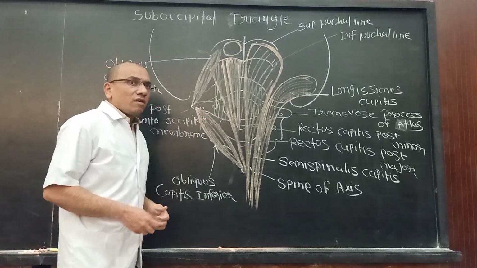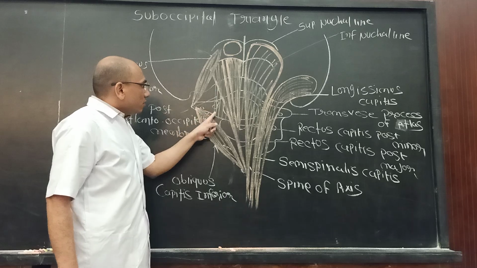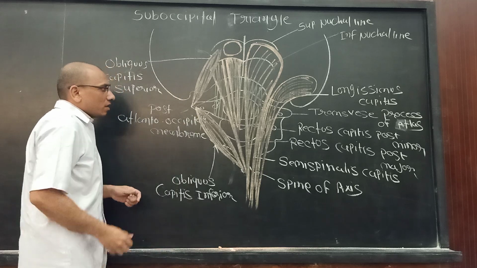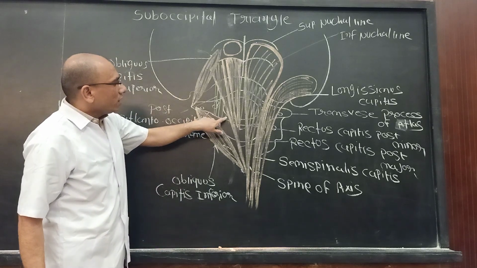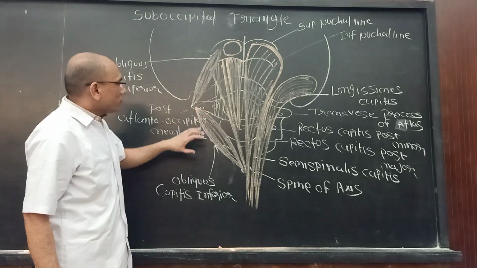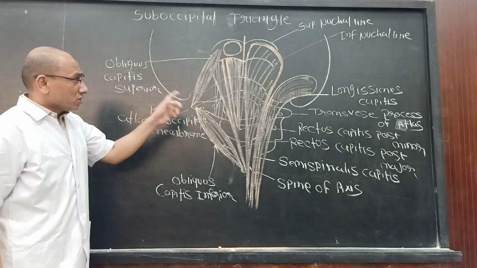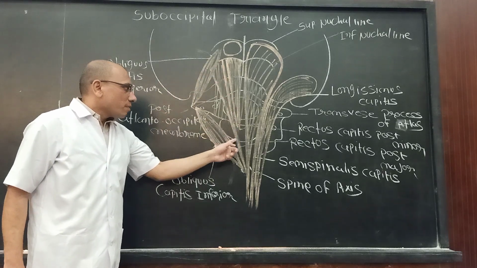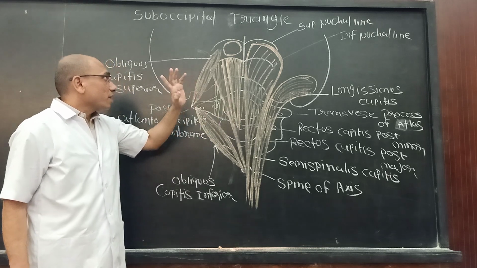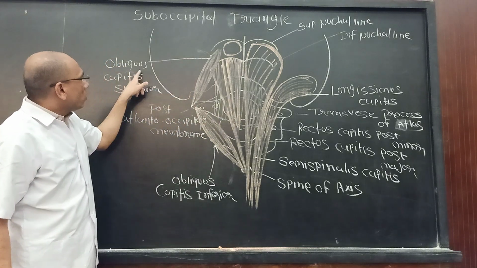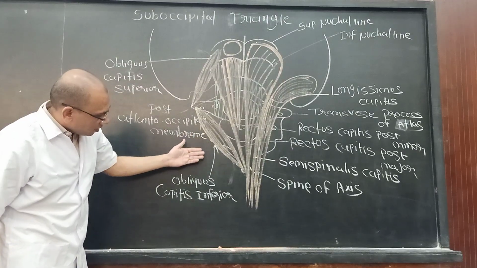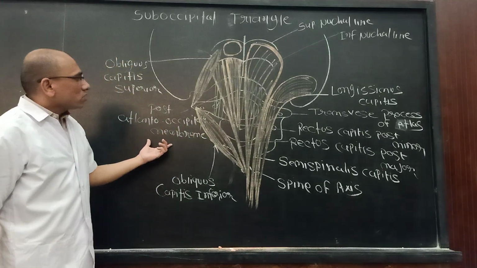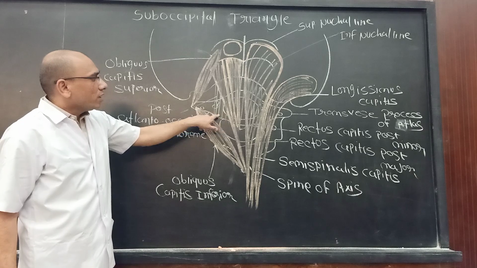Now about the floor of this triangle, which is formed by the posterior atlanto-occipital membrane and the posterior arch of atlas. Again, the boundaries of the triangle. Supromedially it is bounded by the rectus capitis posterior major along with this rectus capitis posterior minor. Supralaterally it is bounded by obliquus capitis superior, and inferiorly by the obliquus capitis inferior. The floor is formed by the posterior atlanto-occipital membrane along with this posterior arch of atlas.